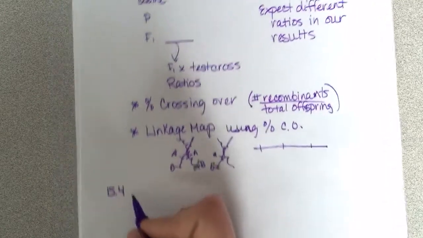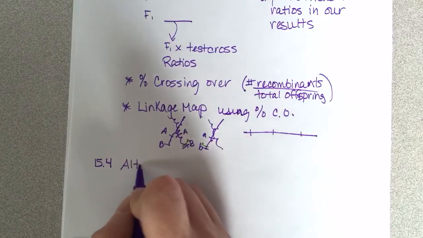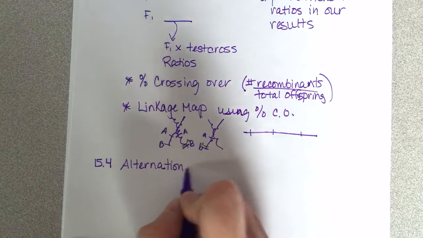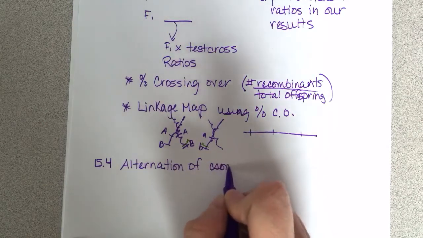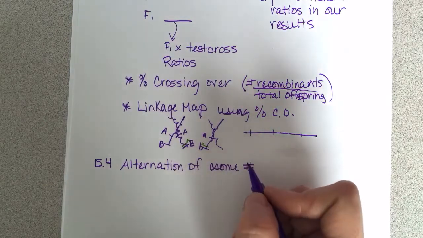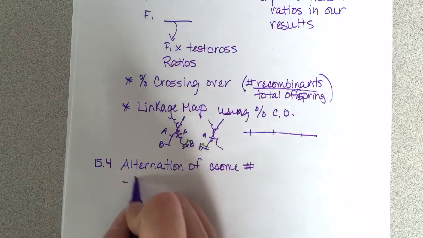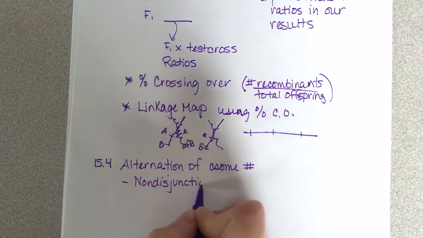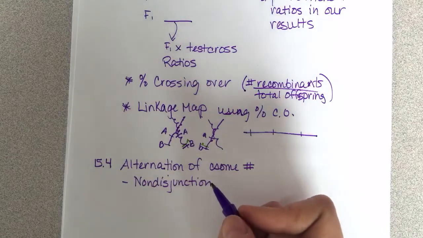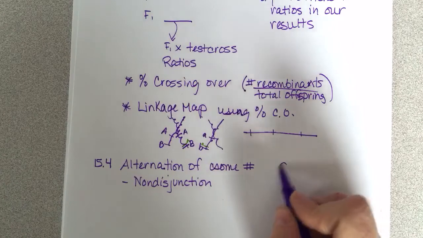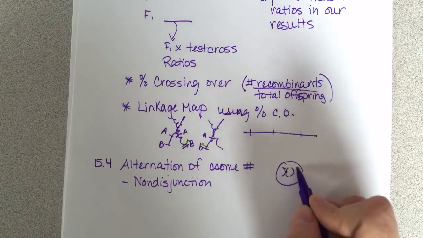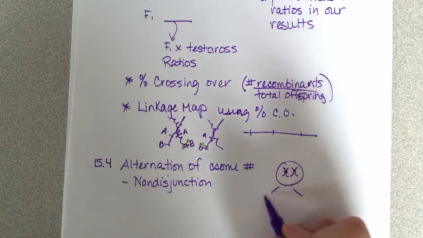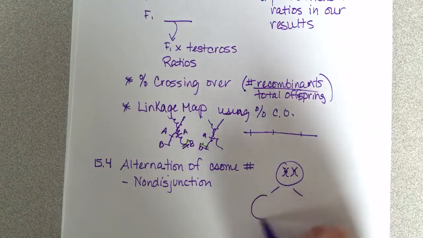So then 15.4 was all about how we get alterations of chromosome numbers. So this happens because of non-disjunction. Non-disjunction, remember, is when the chromosomes don't separate properly. So here are your replicated chromosomes going through meiosis. Now, in normal meiosis, this one's supposed to go over here, this one's supposed to go over here.